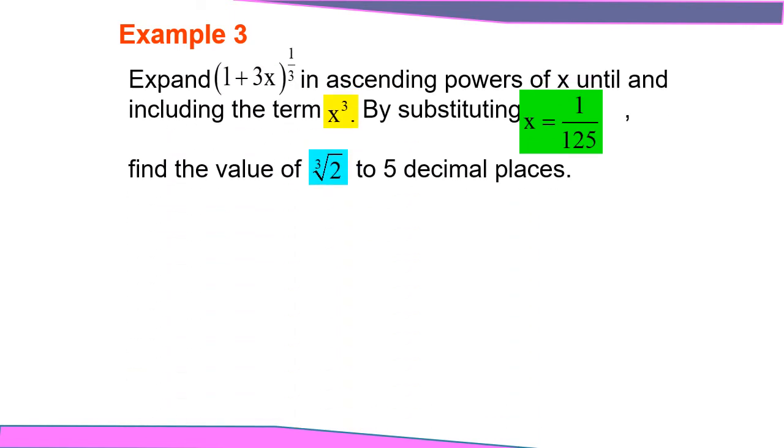Expand (1 + 3x) to the power of 1 over 3. 1 over 3 is a rational number, in ascending power of x until and including x to the power of 3. So we must expand up to x to the power of 3. By substituting x equal to 1 over 125, find the value of the cube root of 2 to 5 decimal places. Okay, so we have two parts to the question. The first one is to expand, so let's do the first.